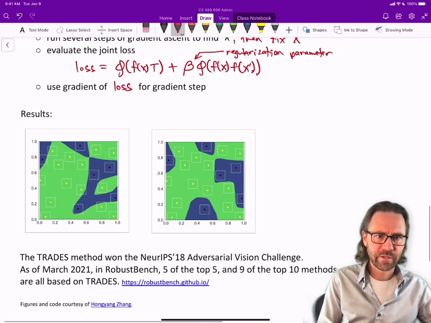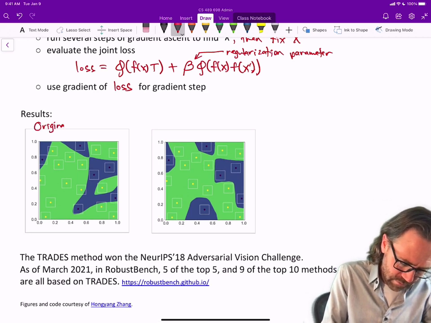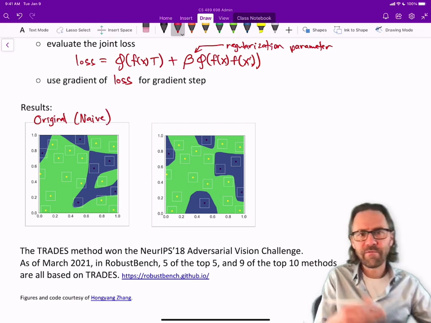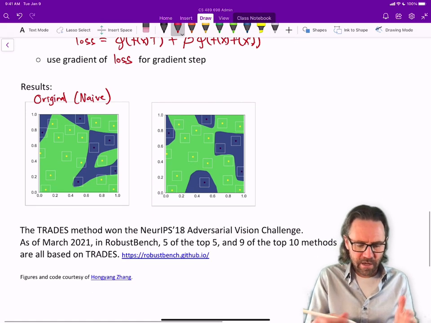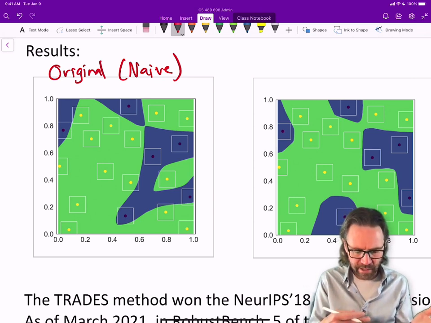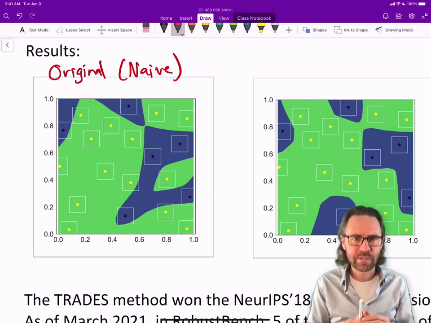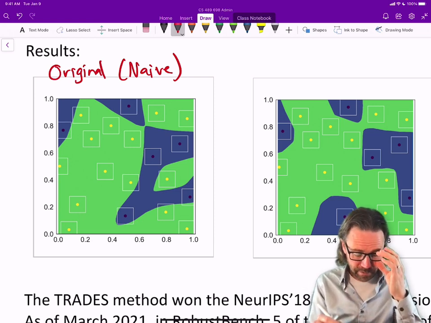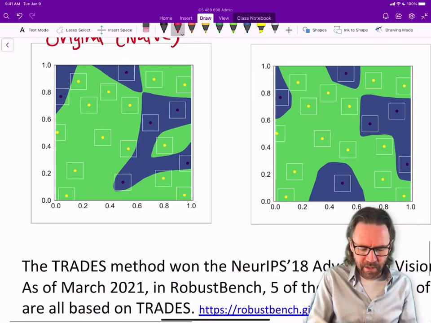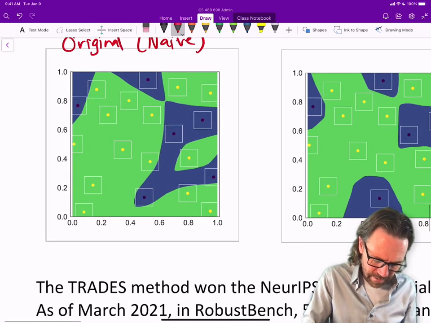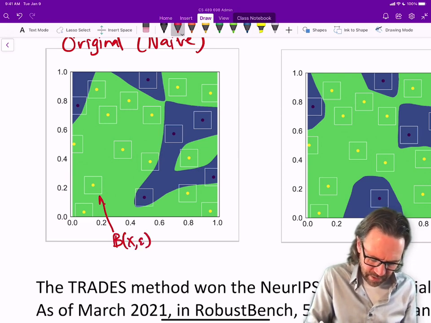On the left here, I'm showing this sort of original, or let's call it naive, training method. Each dot here is a training sample, and you can see that there's the yellow class and the blue class. After it's been trained, you can see all the elements are classified properly. All the points are properly classified. But it's also drawn on the decision boundary, and around each point, it's drawn the epsilon ball, which in this case is using the infinity norm.